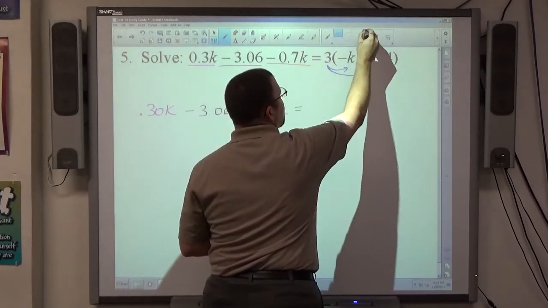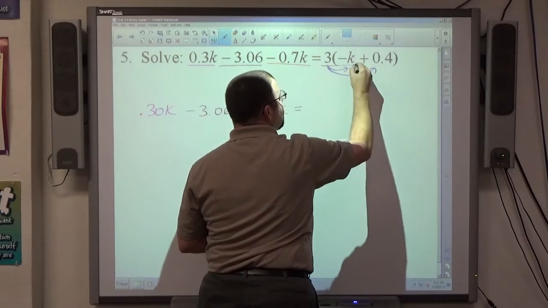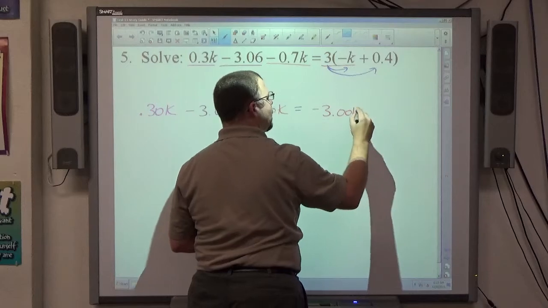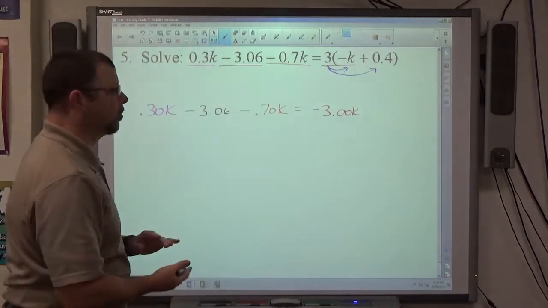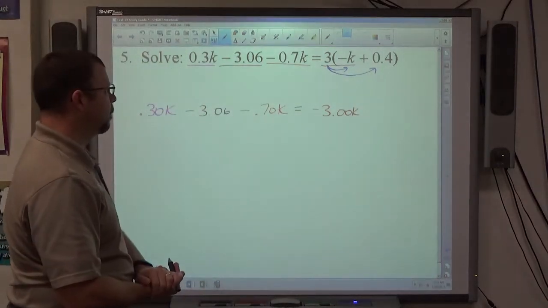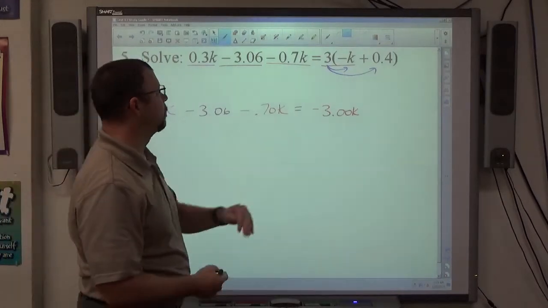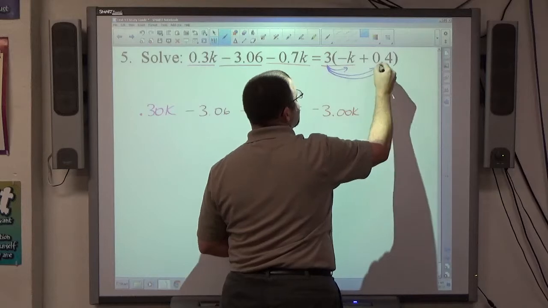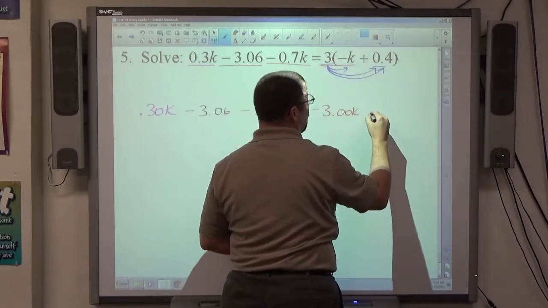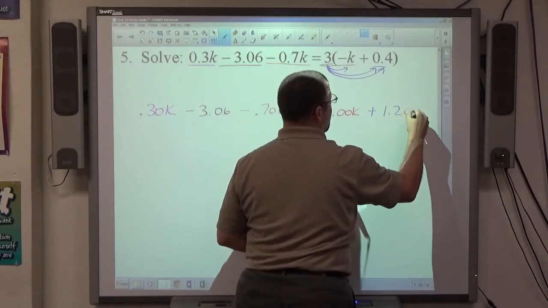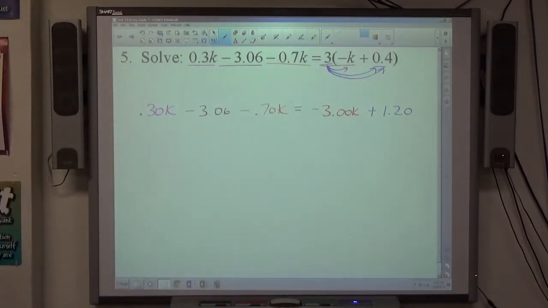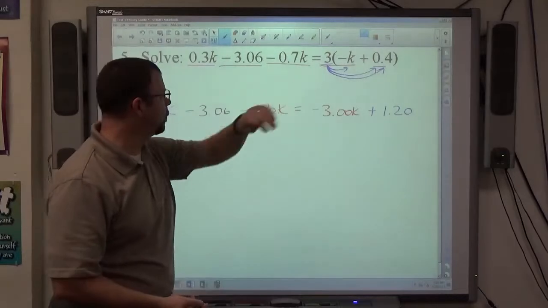And then when I do the distributive property, this product's going to be minus 3.00k. Be careful that whole numbers, integers, also create decimals. Put decimal 00 to represent 2 decimal places for negative 3. And then this times this, that one there, is going to be plus 1.2. I'm going to put a 0 on that also, 1.20. So everything has the same number of decimal places, 2 decimal places: 2, 2, 2, and 2.